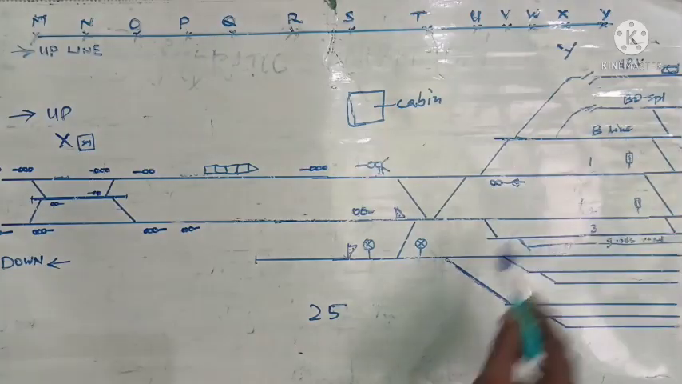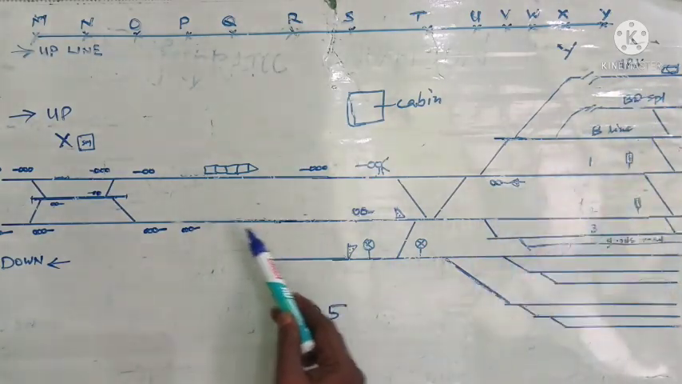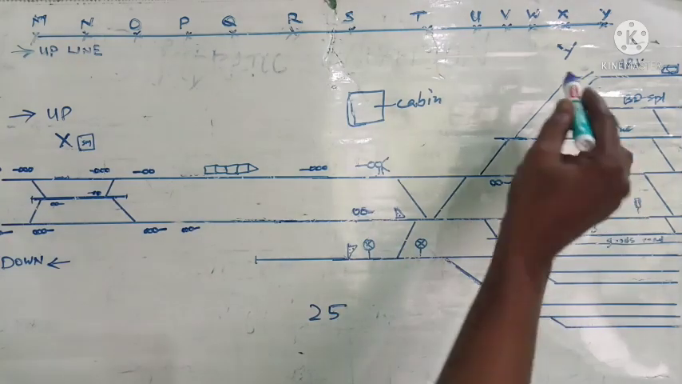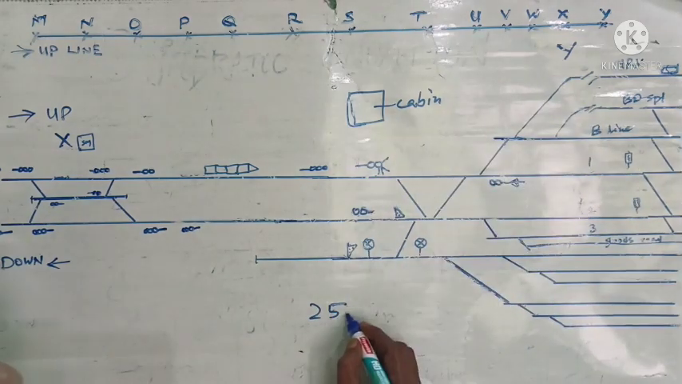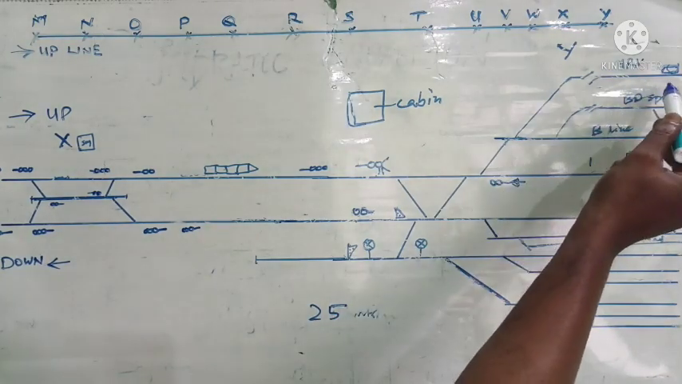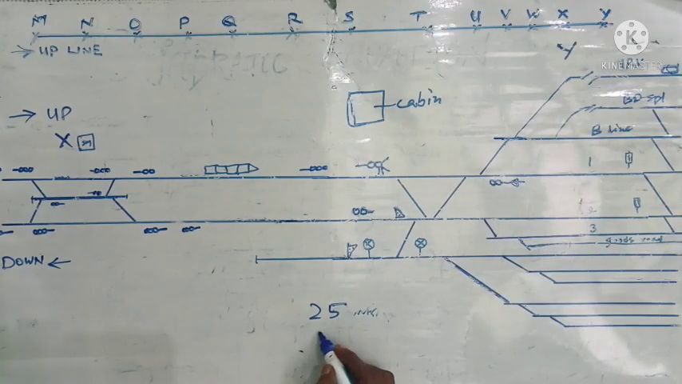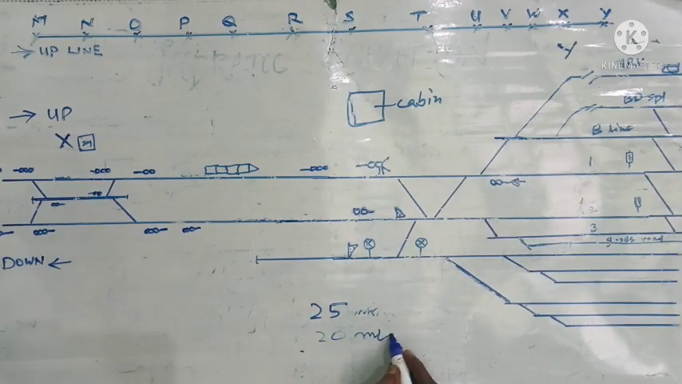Target time for turning out this MRV from this siding to the accident spot is 25 minutes in this case of the station Y, because it is having a single exit. Suppose there is another exit to take this MRV out, then the turnout time will be 20 minutes.